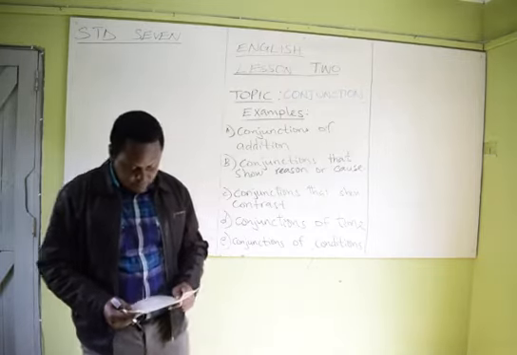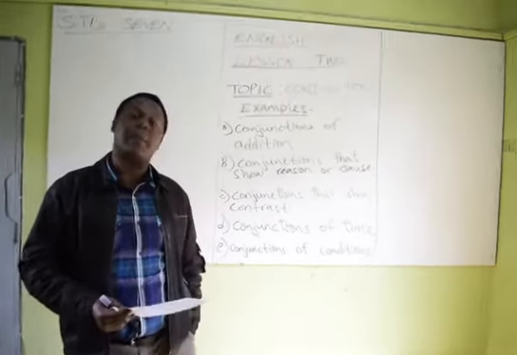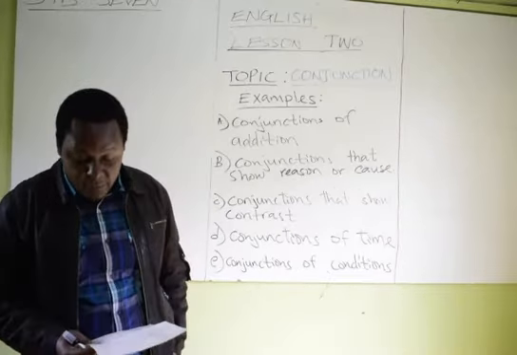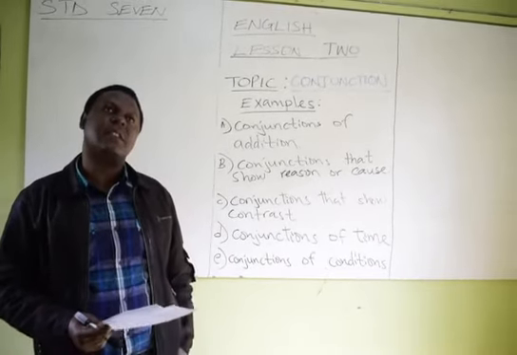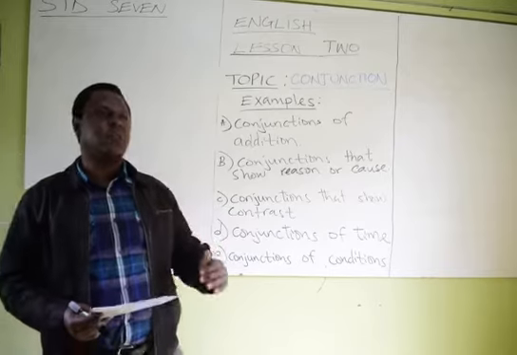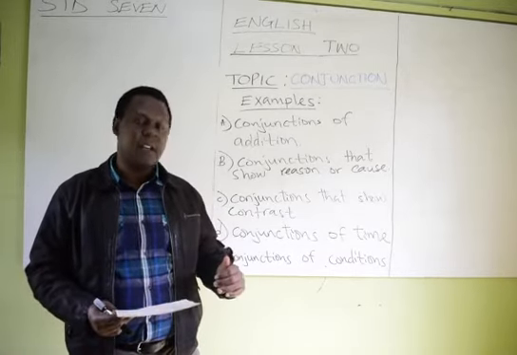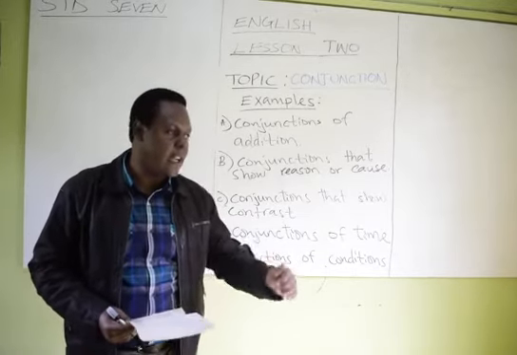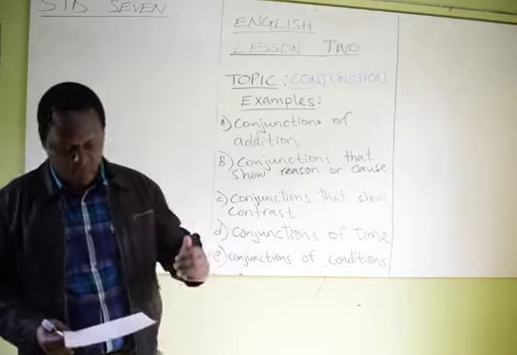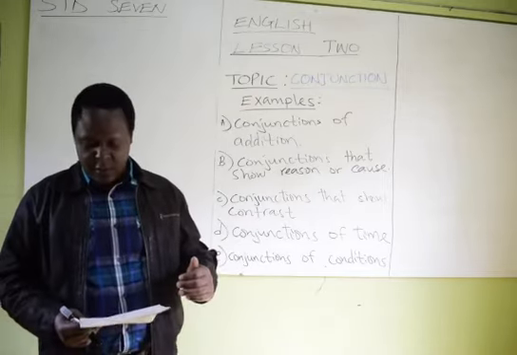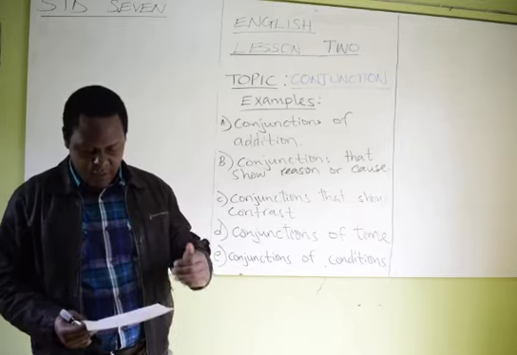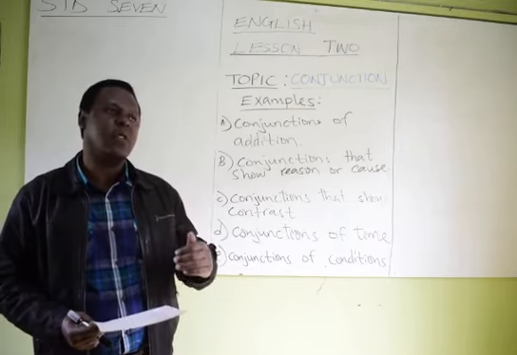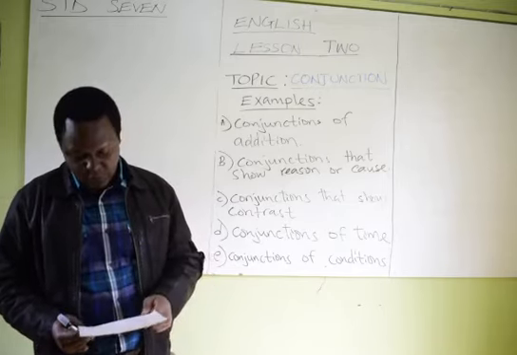Example 1, Bradley is a polite boy. Moreover, he is generous. That is to say, Bradley is both polite and generous. So Bradley is a polite boy. Moreover, he is generous. Moreover is the conjunction of addition.